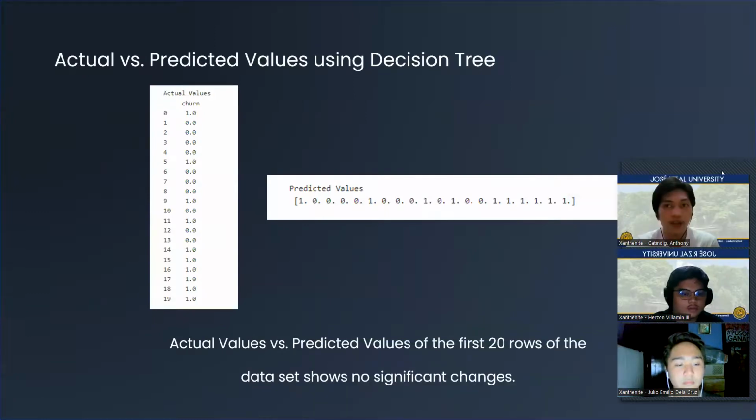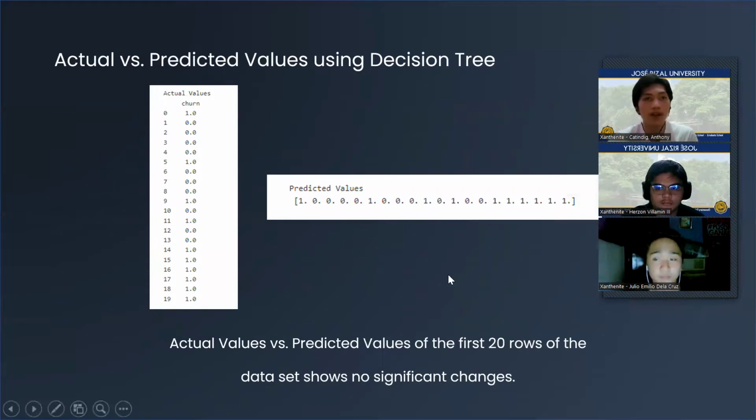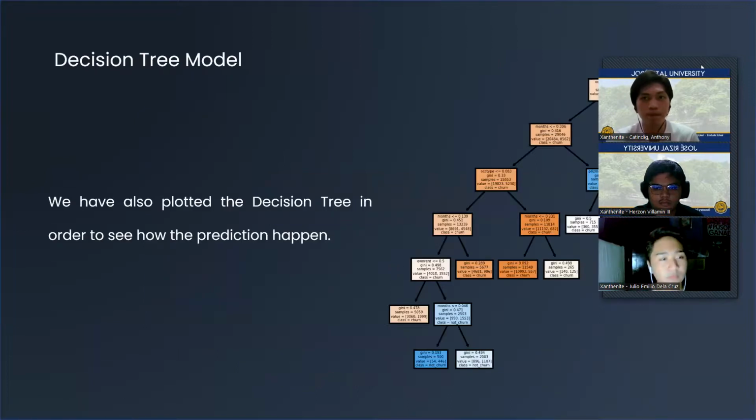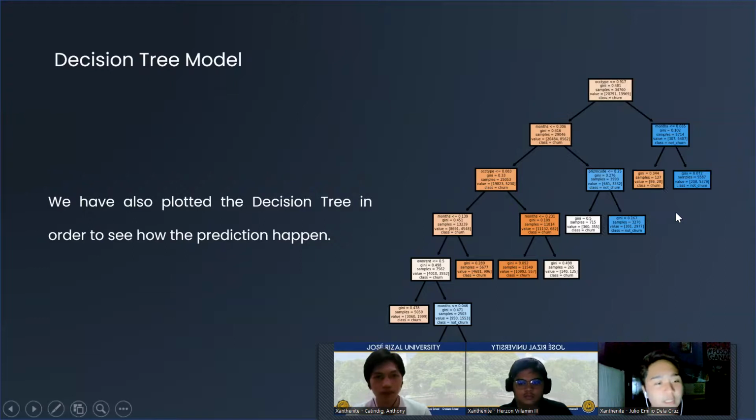So these are the actual and predicted values for the first 20 rows of the churn in the data set. As we can see, there are no significant changes in the first 20 rows after the prediction. The decision tree model we also plotted in order to see how the prediction happened.